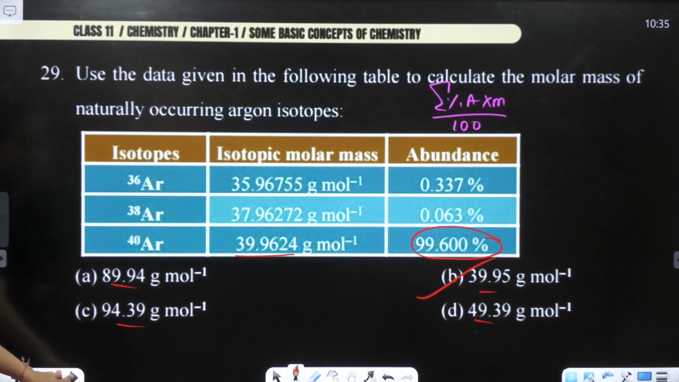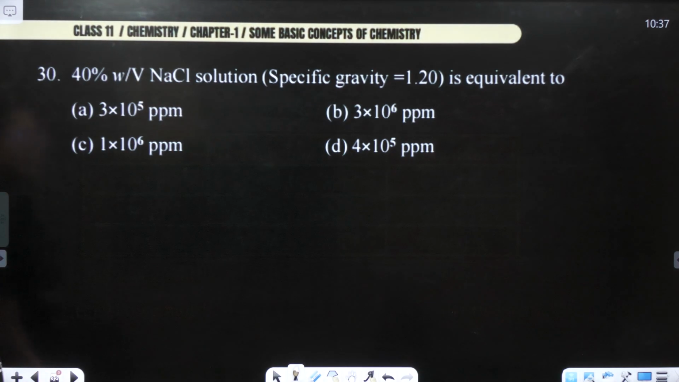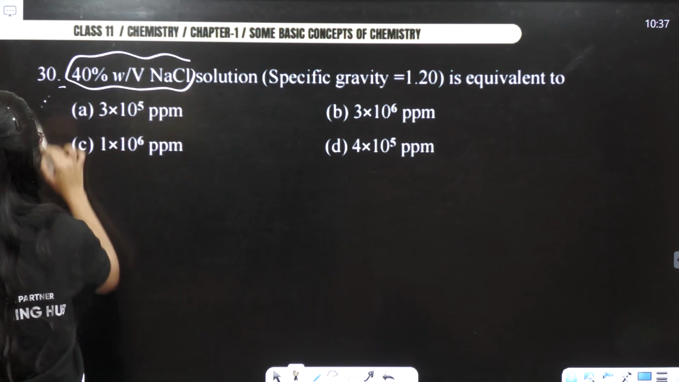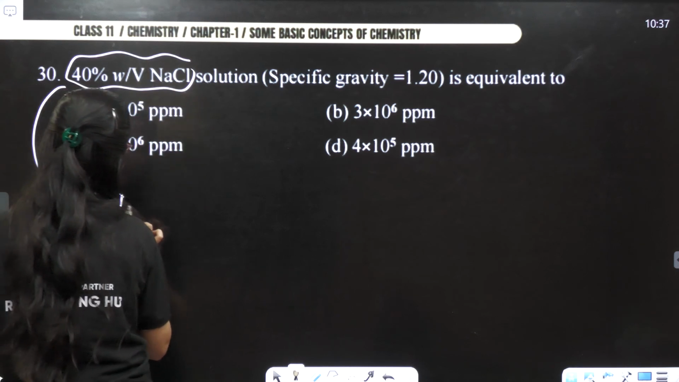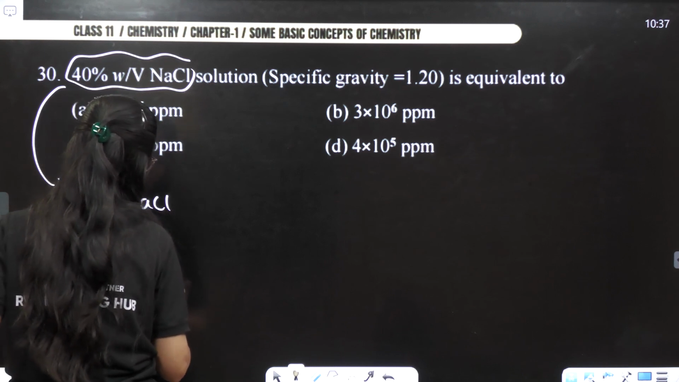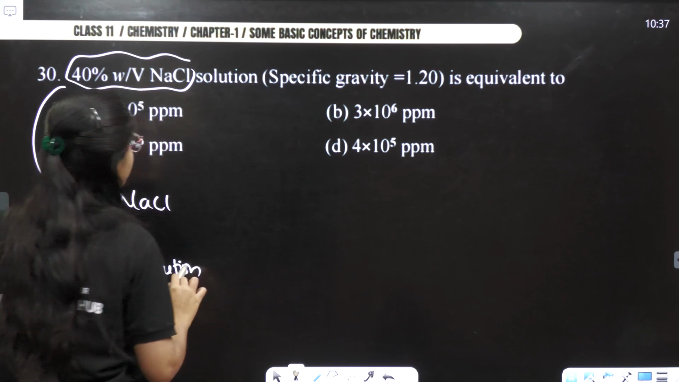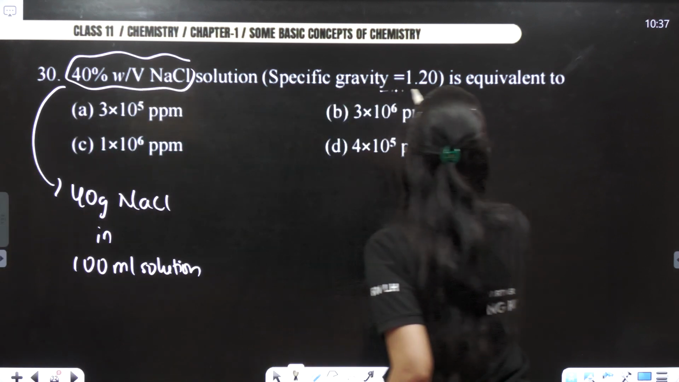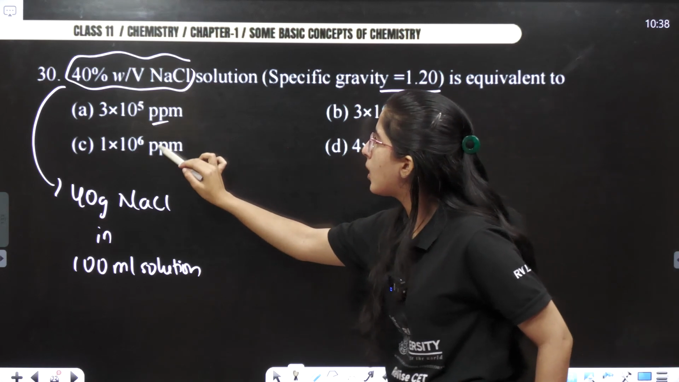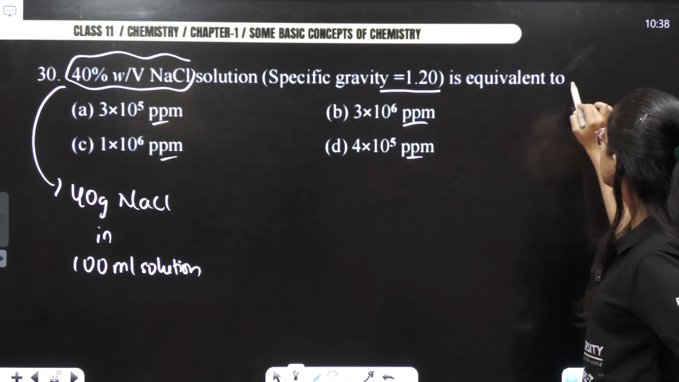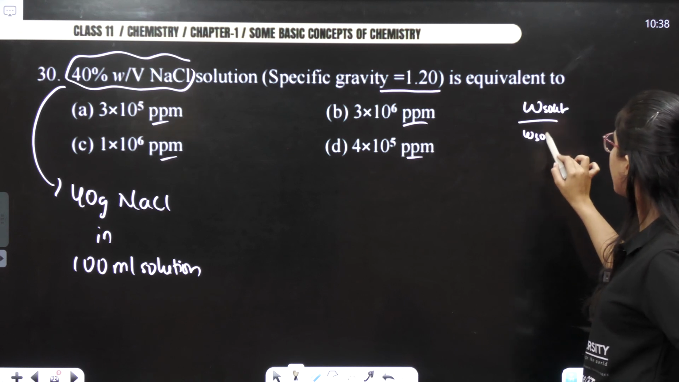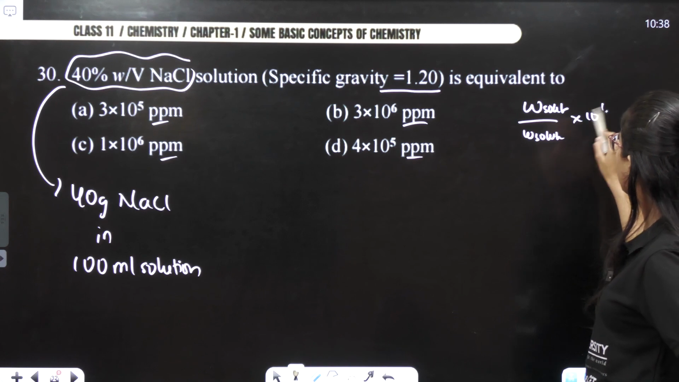Okay, the next question. 40% weight by volume of NaCl. That means 40 grams of NaCl is present in 100 ml of solution. The specific gravity is 1.20, relative to water. They have asked about ppm. For ppm, you take parts of solute divided by parts of solution, and then multiply by 10 to the power of 6.